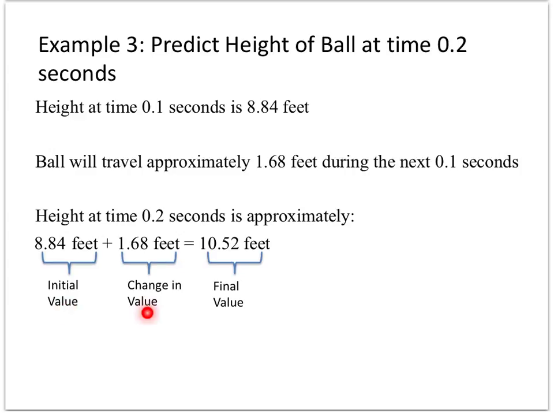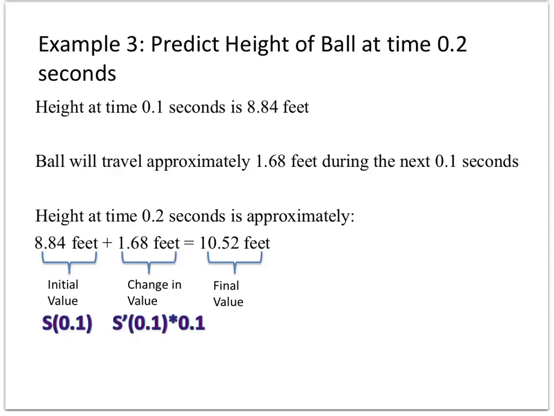So I add the change. It changed, and I get my final value. So this value was the value of the function at time 0.1, and I'm taking how much it changed.